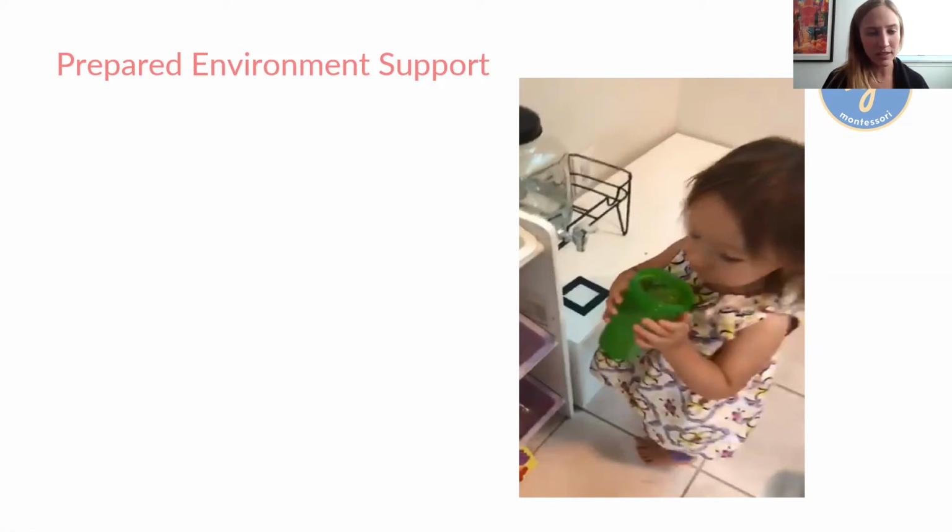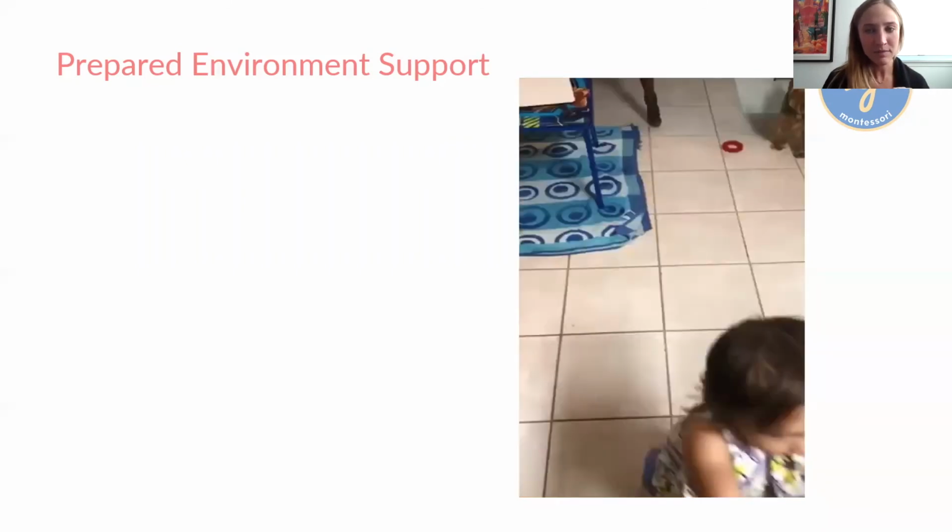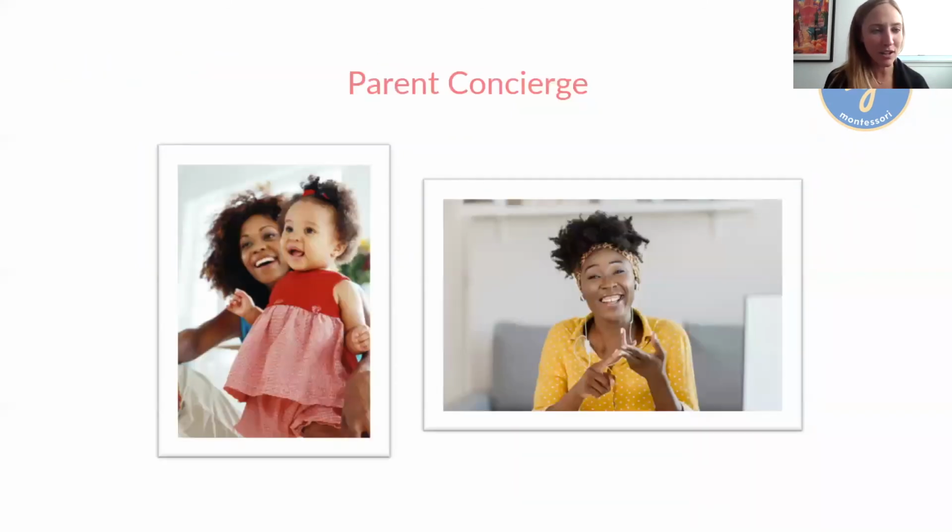So far we've talked about the virtual component of the program, with the daily gatherings and the parent meetups. We've talked about the Montessori materials, the Monty Kids subscription. We've talked about your prepared environment support and being able to meet with, hopefully it'll be me, being able to meet and talk about the different environment and make changes. Now we're going to talk about the parent concierge.